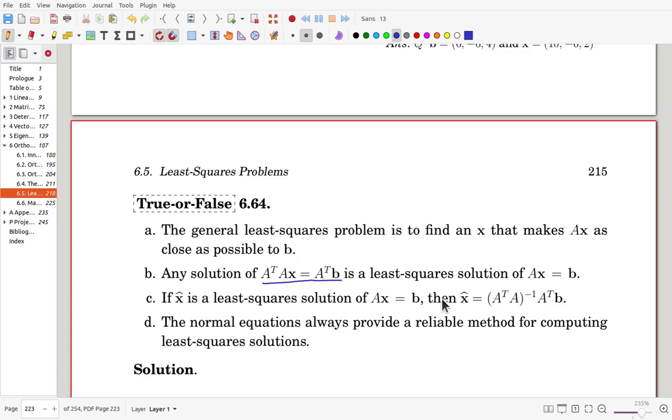Okay, the final problem. The normal equations always provide a reliable method for computing least squares solutions. It's too easy to say false, right? Not really always reliable. Once A transpose A is not invertible, sometimes there are infinitely many solutions or no solutions. We didn't consider the examples. However, there are many cases that have no solution. Okay, that's the end of the section. Thank you.